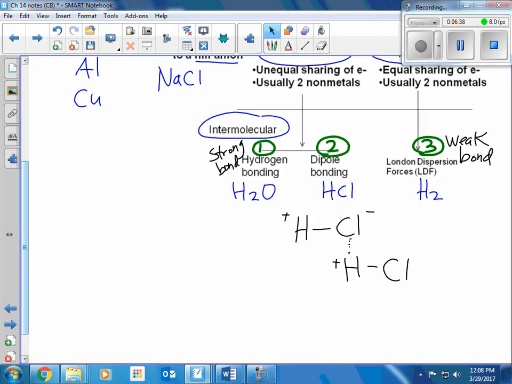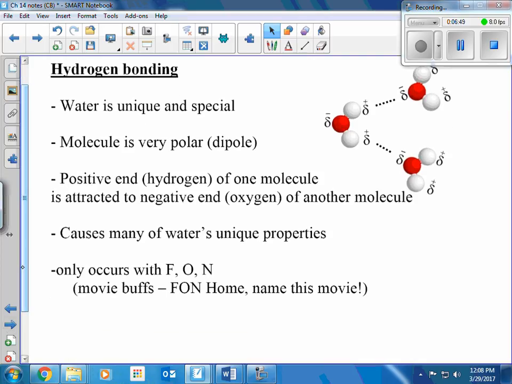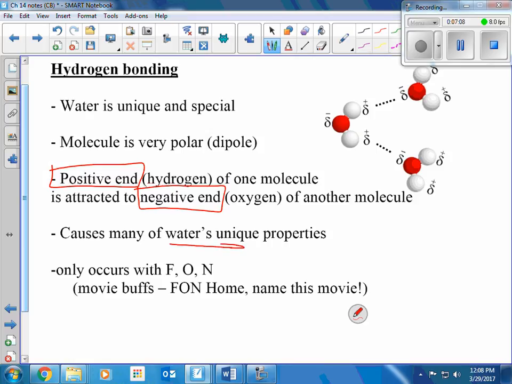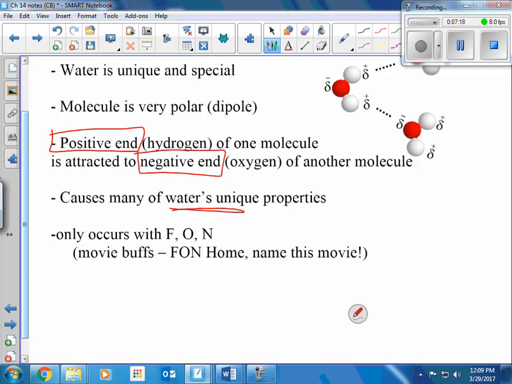Okay, the hydrogen bonding I showed you that day on the tabletop when I put water on the tabletop and then burned that ethanol on top of it. That was the difference in the type of bonding that we had. For hydrogen bonding, water is unique and special. We've talked about that all year long. It's very polar, and it has a positive end and a negative end that we have just discussed. So there are many attractive forces there, and this is what causes many of its unique properties: that ice floats in the liquid form, that it expands as it freezes, that it's able to dissolve many, many substances.